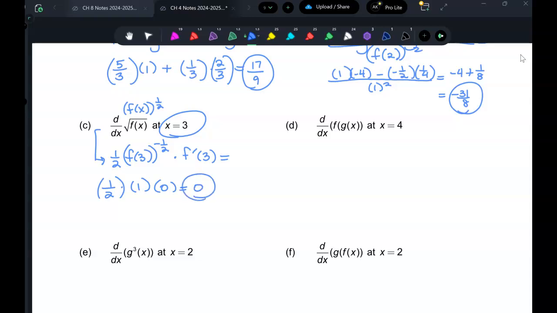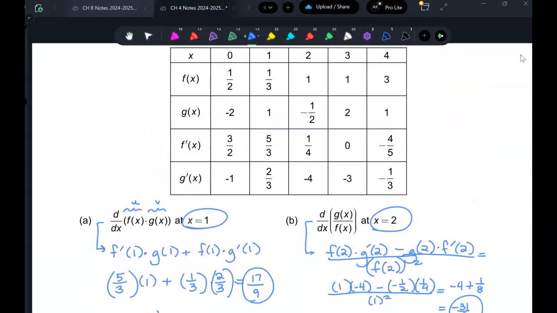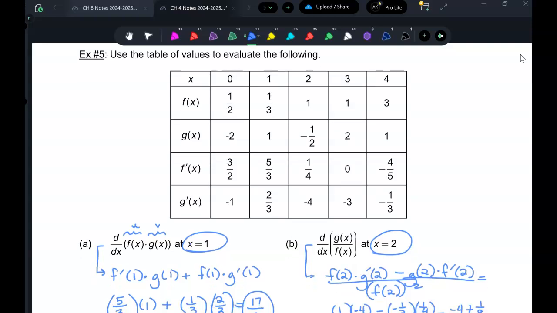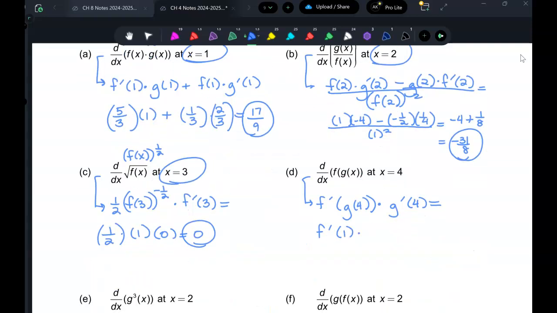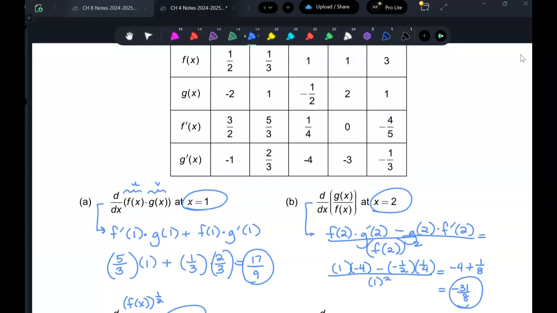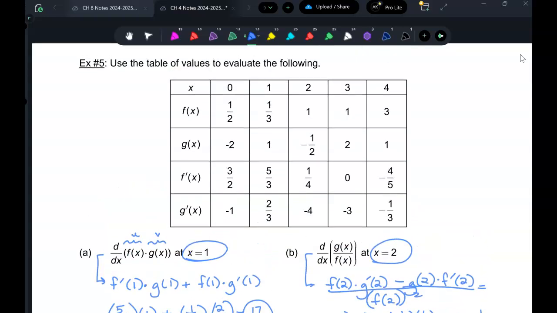Okay, next one. This is a chain rule. It's f of g of x. So we want f prime of g of 4 times what? Derivative of the inside. G prime of 4. Okay, so f prime of g of 4. So if we look at g of 4 is 1. 5/3.